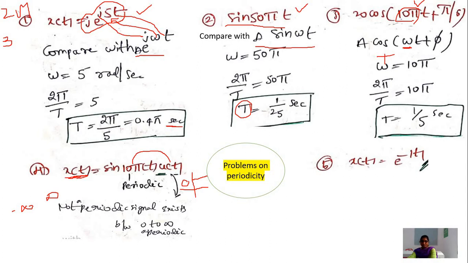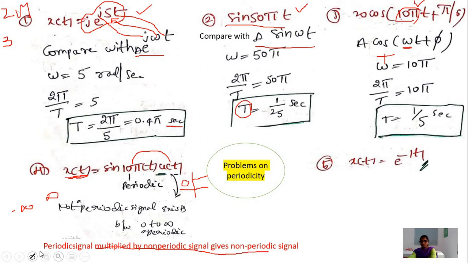A periodic and a non-periodic signal in multiplication will result in a non-periodic signal. Periodic signal multiplied by non-periodic signal gives non-periodic signal. Remember this. A periodic signal multiplied by any non-periodic signal will result in a non-periodic signal only.